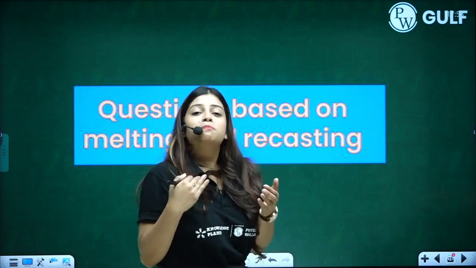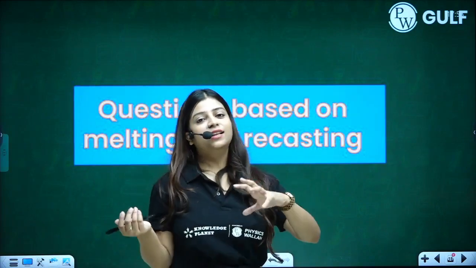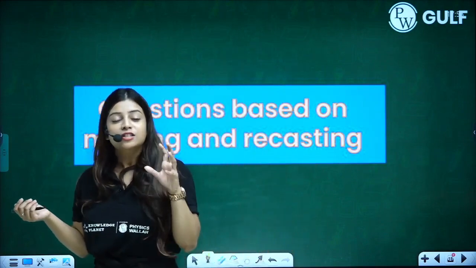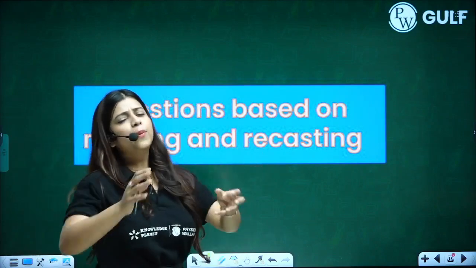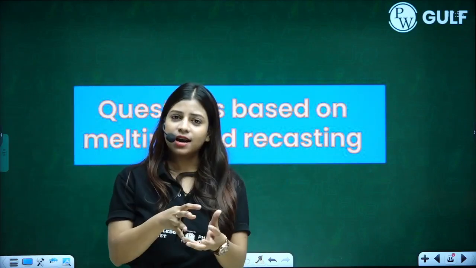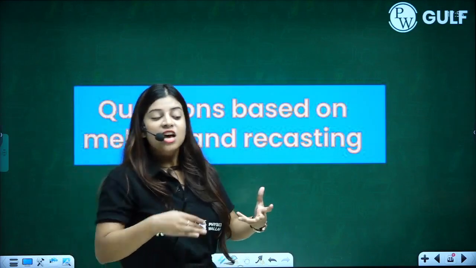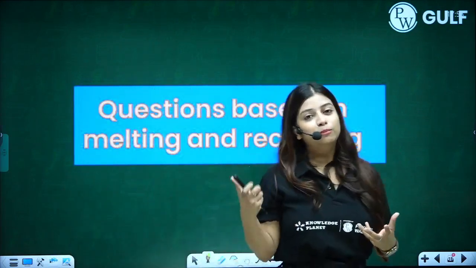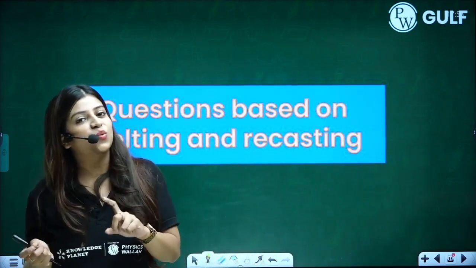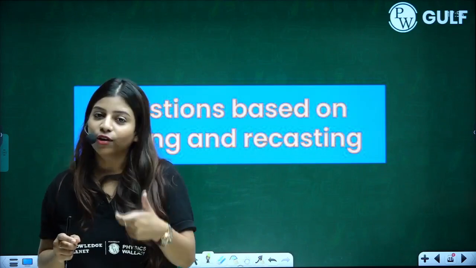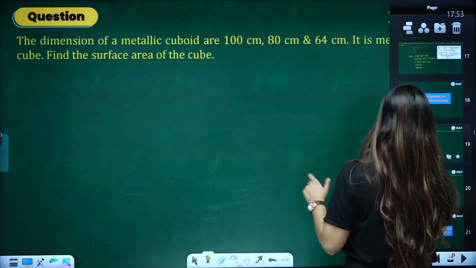So the shapes might differ, but what remains the same is the volume of the clay that was initially given to you. This is what the concept of melting and recasting means, where a particular big object is melted and remade into other small objects, and then we have to find a relationship between them. That means simply finding the volume and equating it for both of them. So let's move to the first question.